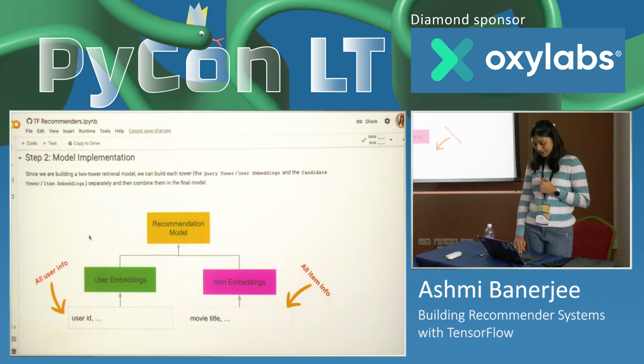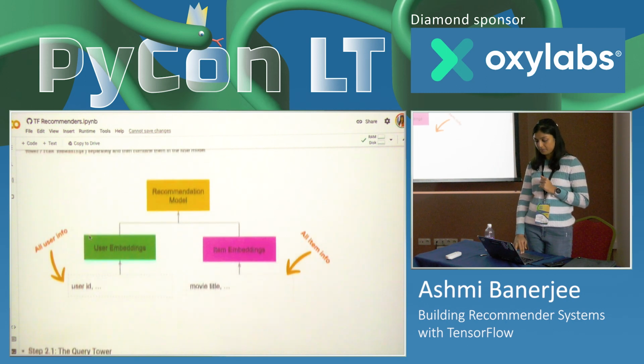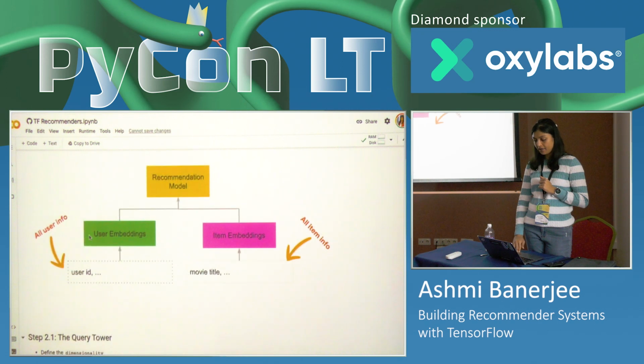So the next part is the model implementation. You have the user ID and the movie title. You can keep adding more features there, but here, just for simplicity, we have all the user info and the item info, and then we create user embeddings and item embeddings, and we just combine them to build our recommender model. All these things are handled by TensorFlow Recommenders, whose base model uses Keras under the hood.